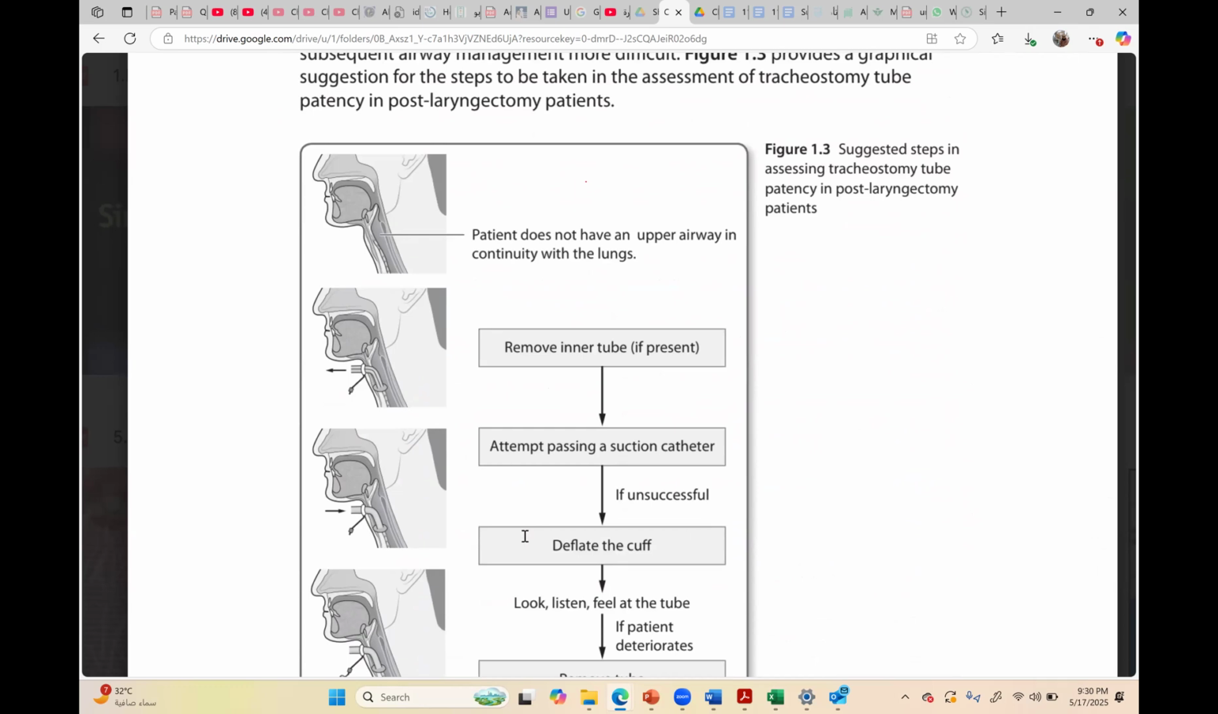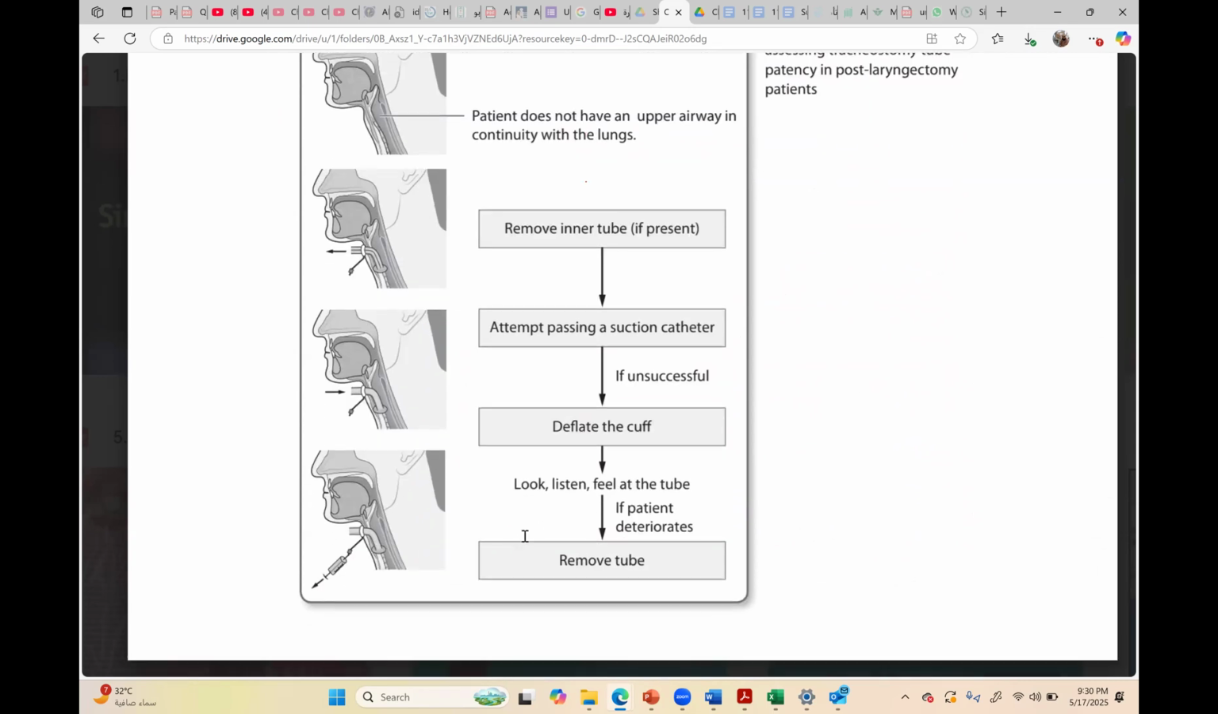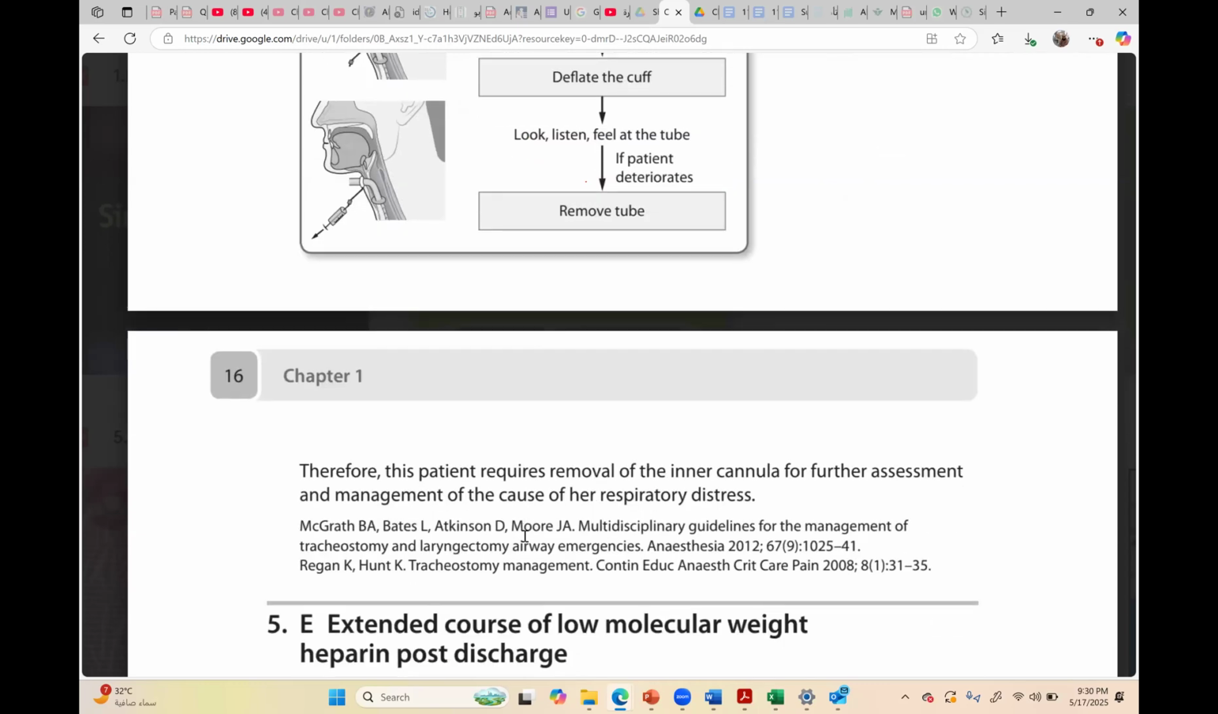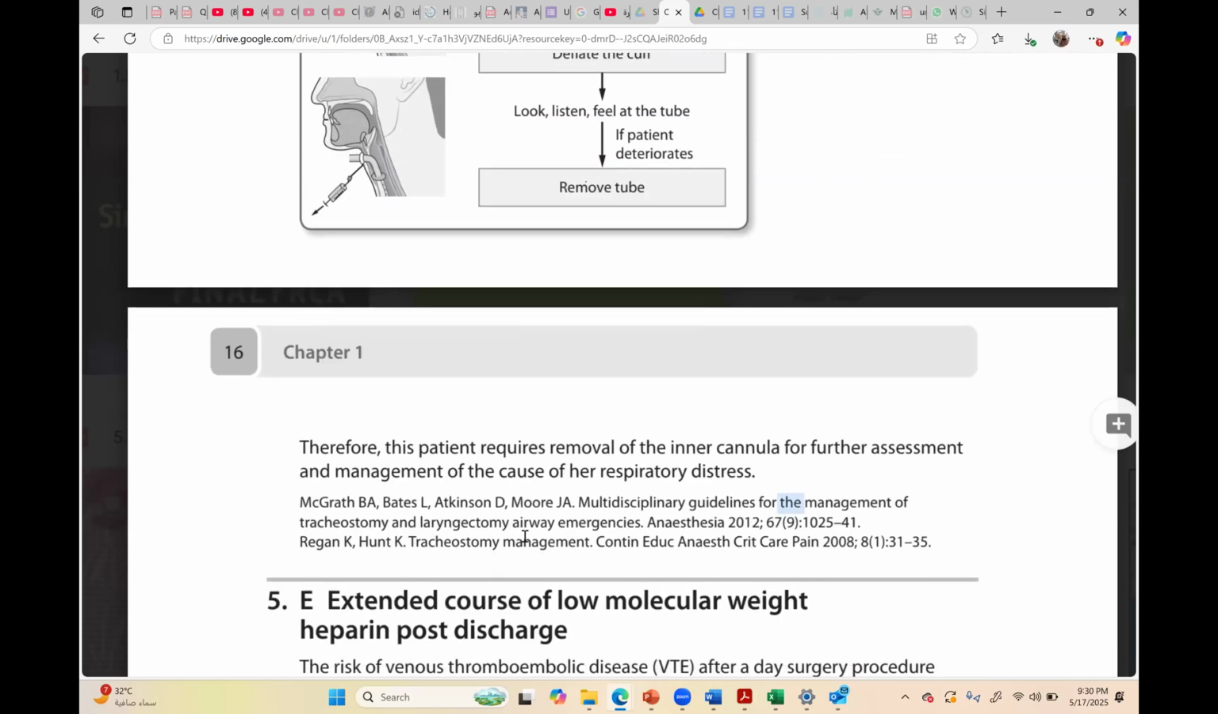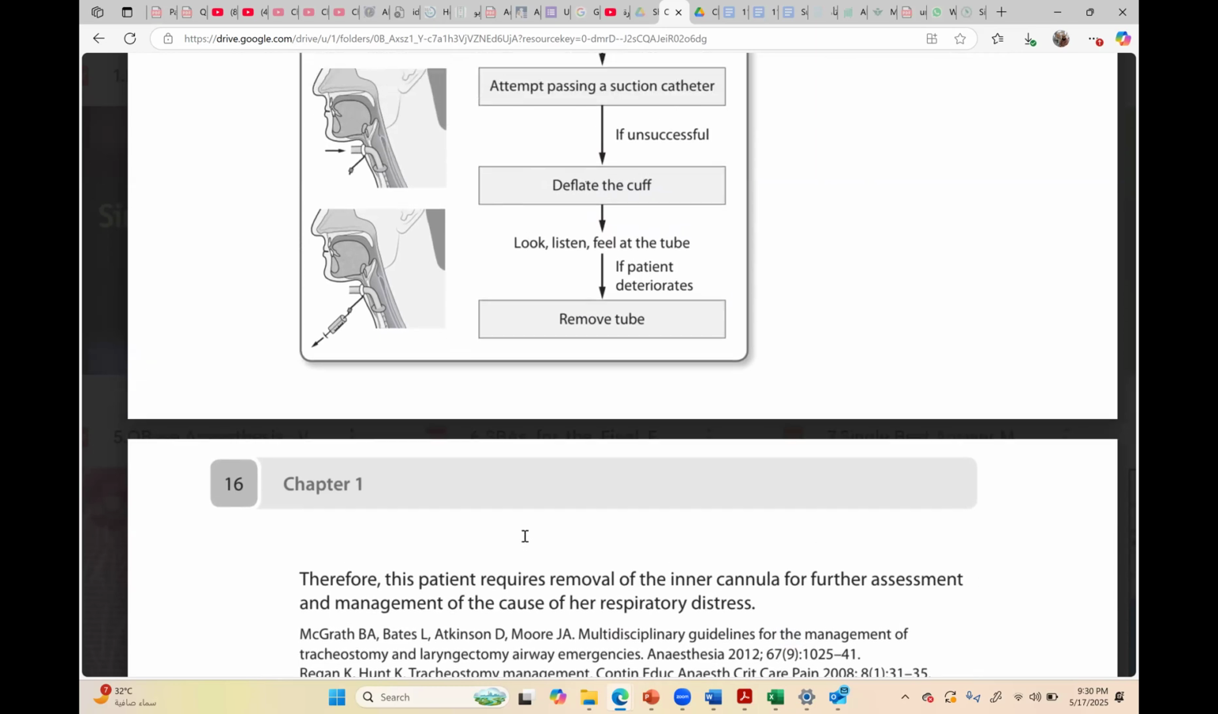Remove the inner tube if present. Attempt to pass the suction catheter. If unsuccessful, deflate the cuff. Look, listen, feel at the tube. If the patient deteriorates, remove the tube. Okay. Therefore, this patient requires removal of the tube for further assessment and management of the cause of her respiratory distress.